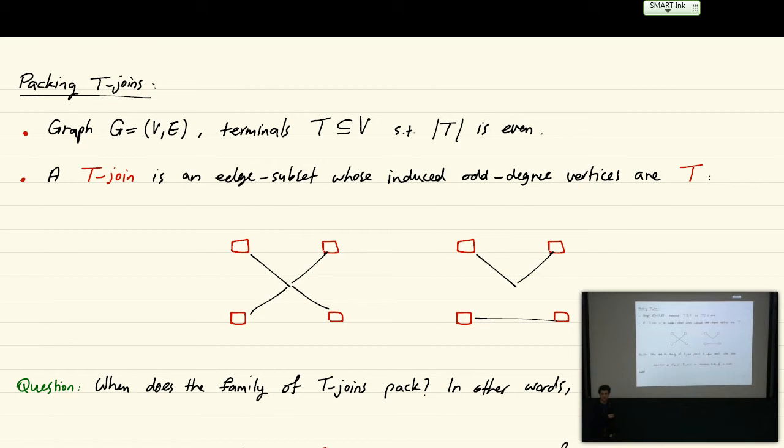All right, let's just see. When is it that we can guarantee that the family of T-joints packs? So when is it that the maximum number of edge-disjoint T-joints, okay, I view T-joints as edge subsets, is equal to the minimum size of a cover? You'll notice that I'm not really defining what the covers are. For now, it's just an abstract thing. It's just a subset of edges that intersects every T-joint. So we want to see when is it that we have equality here.